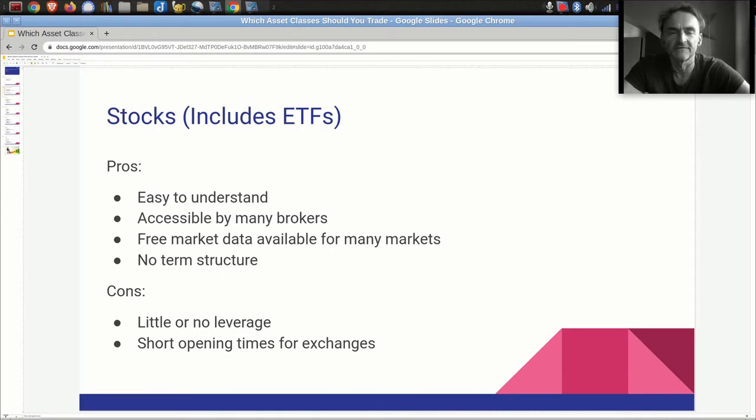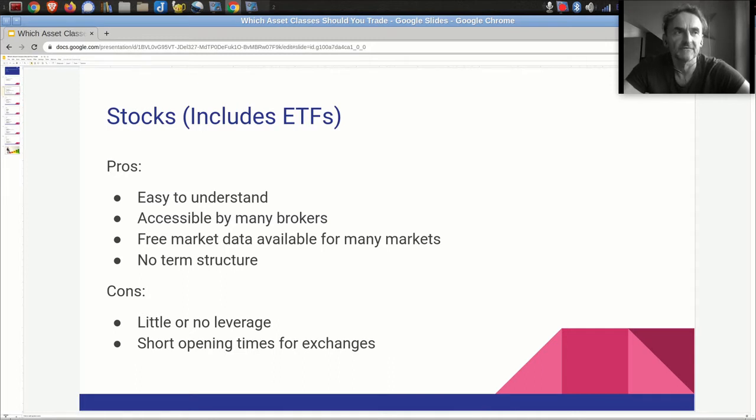All right, let's start with stocks. And this also includes ETFs, exchange traded funds, such as SPY, the S&P 500 index fund, or maybe QQQ, the Nasdaq index fund. And well, stocks are fairly easy to understand. There isn't really much not to understand. The prices go up and down, and effectively what you see is what you get, more or less. But I talk about this a little bit later. They are accessible through many brokers. So if you have any broker, quite often you can access stocks through them. And there's a lot of market data available.